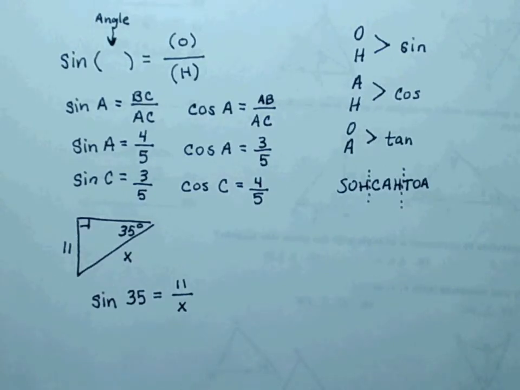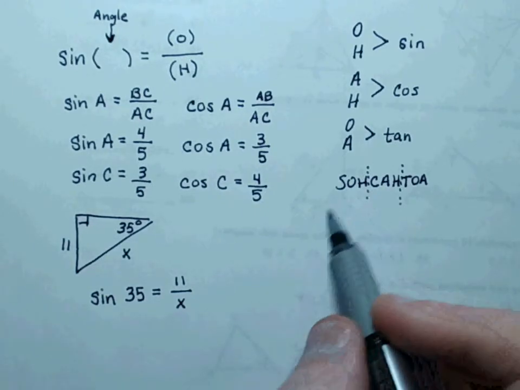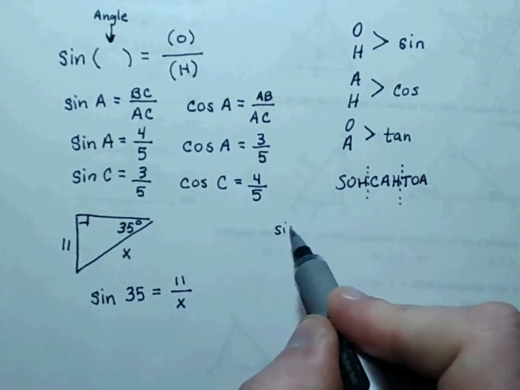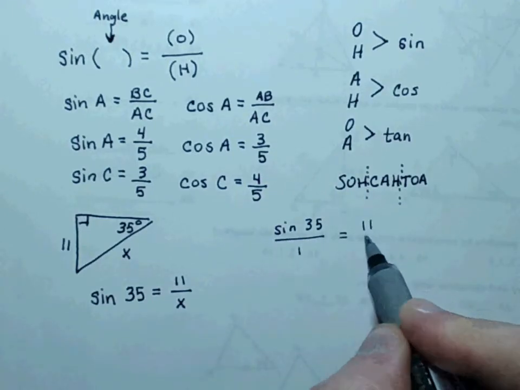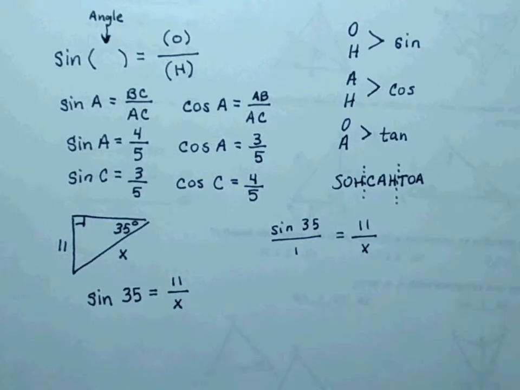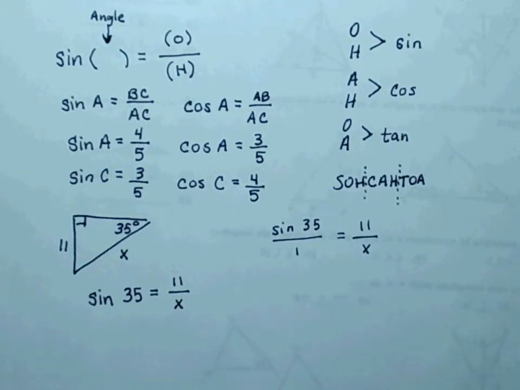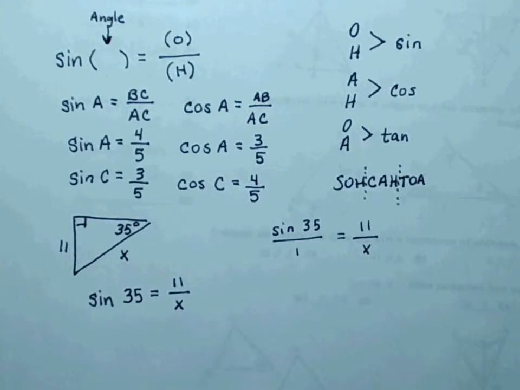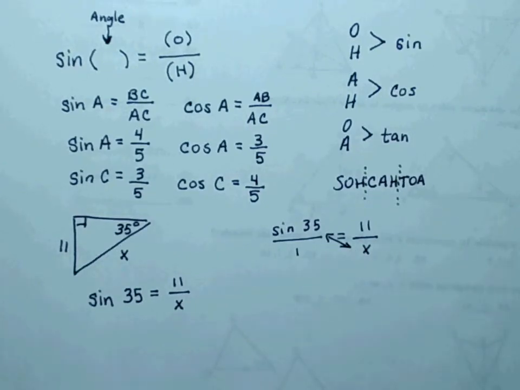Now, let's go over here and I want to show you something really quick. If I was to make this look like a proportion, like so, remember we've talked about the different properties of a proportion and how you can flip these and it still works. You can interchange diagonally and it still works. So we're going to do a little shortcut. We're going to interchange sine of 35 and x diagonally.